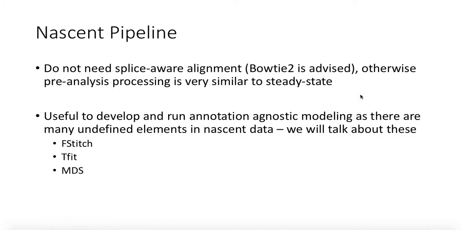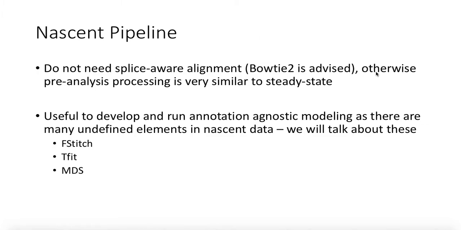Okay. So the nascent pipeline is essentially the same as RNA-seq, so we're not going to talk a whole lot about it. Really, the main difference is that you do not need splice-aware alignment. So you could use Bowtie 2, as was devised in previous years. Otherwise, HISAT2 works just fine. There's an option in HISAT2 where you can just turn off splice-aware alignment.